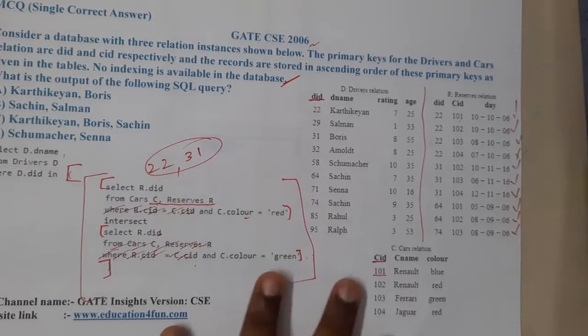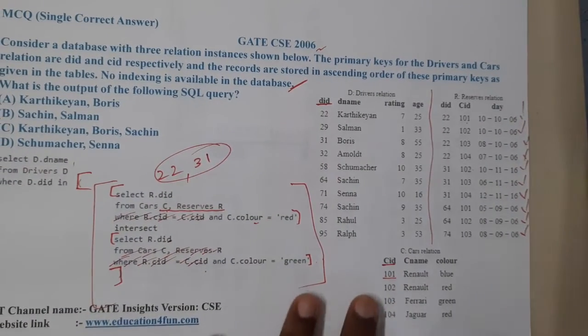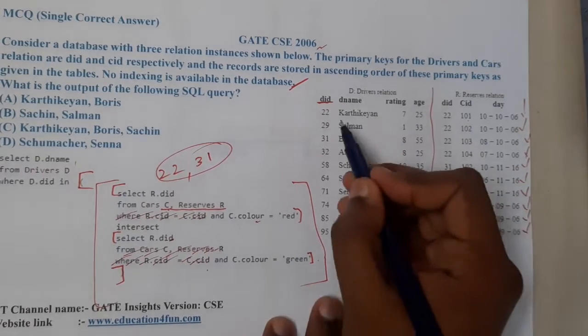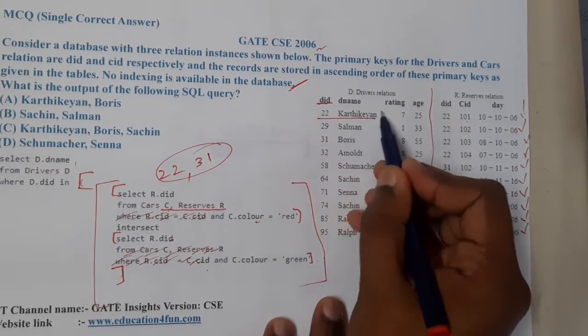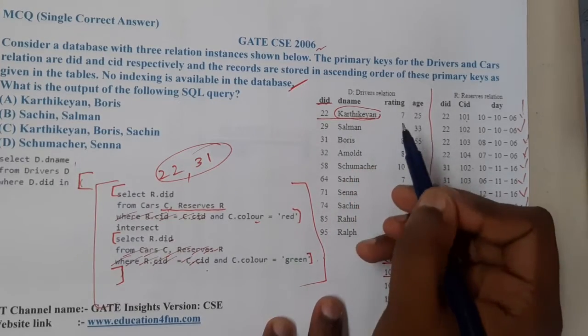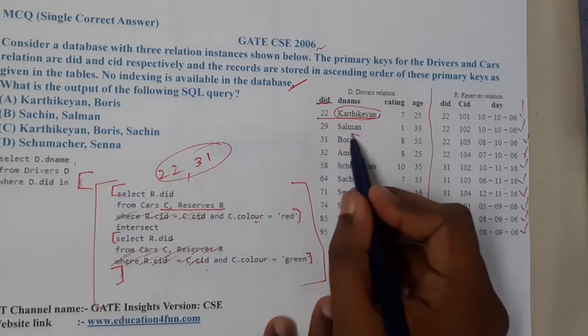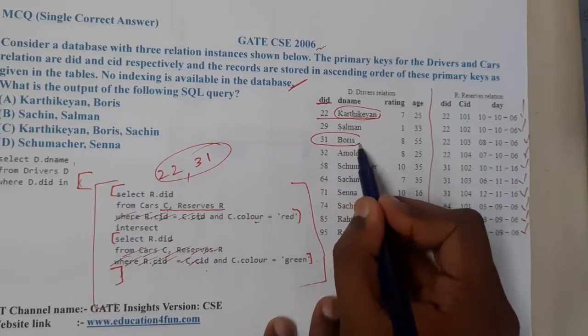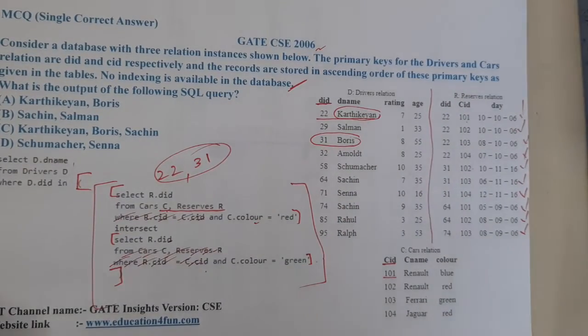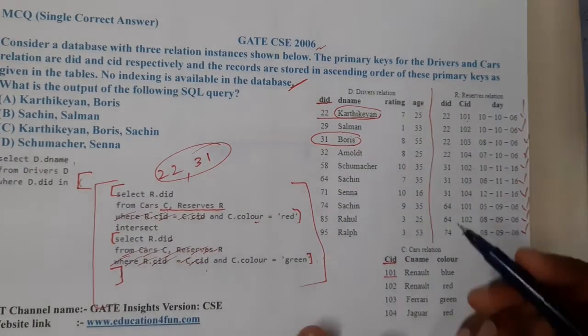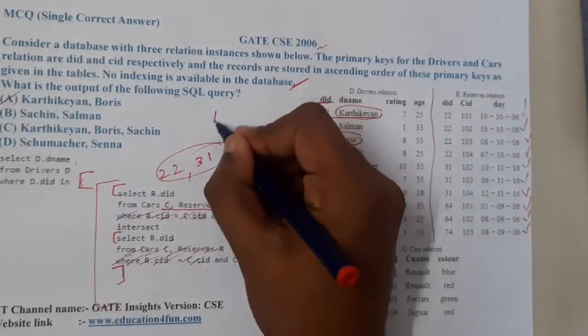So now what we are doing is just printing the driver name. So for 22, what is the driver name? This is the particular name. I don't want to pronounce them in the wrong way, sorry for that. And this is the driver name for 31, right? So most probably these two should be the correct answer. So I think option A. Option A is the correct answer.